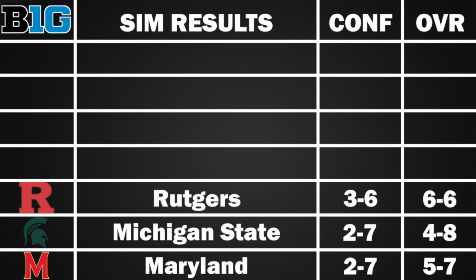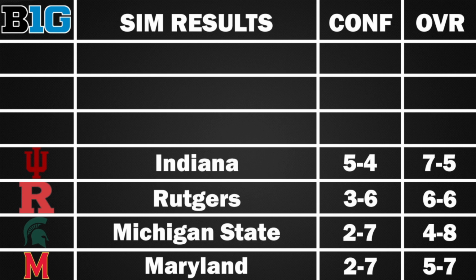Rutgers was 6-6. How about Rutgers getting to a bowl game, 3-6 in the Big Ten? Their wins were over Temple, Virginia Tech, Wagner, Wisconsin, Indiana, and Maryland. They lost to Northwestern, Michigan, Michigan State, Ohio State, Iowa, and Penn State. So a pretty good year for Rutgers. They did a little bit better than I've got them doing in real life.